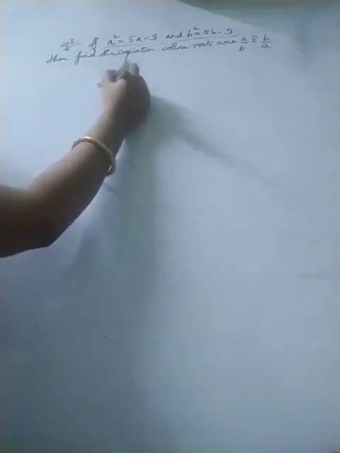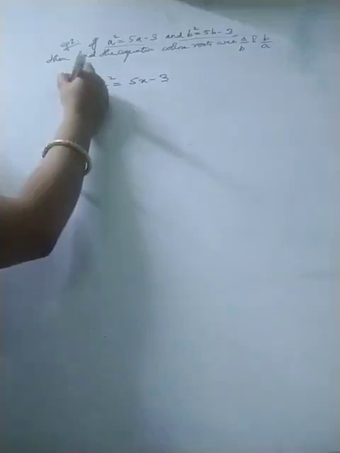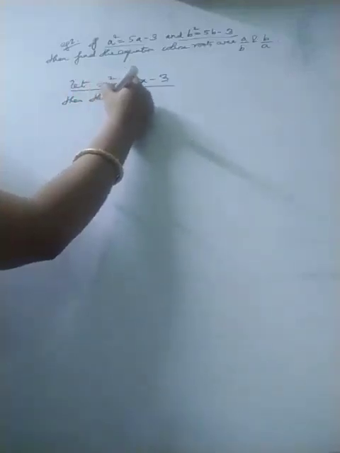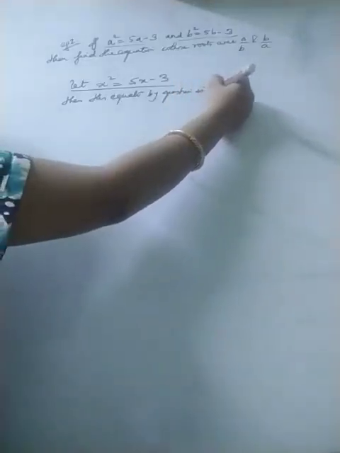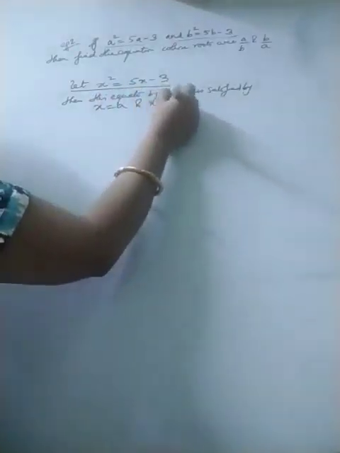So we have two relations over here: a square is equal to 5a minus 3 and b square is equal to 5b minus 3. You can see there is some similarity in them. So if I take a general equation in the form x square is equal to 5x minus 3, then this equation, by the question, is satisfied by the value a and the value b.